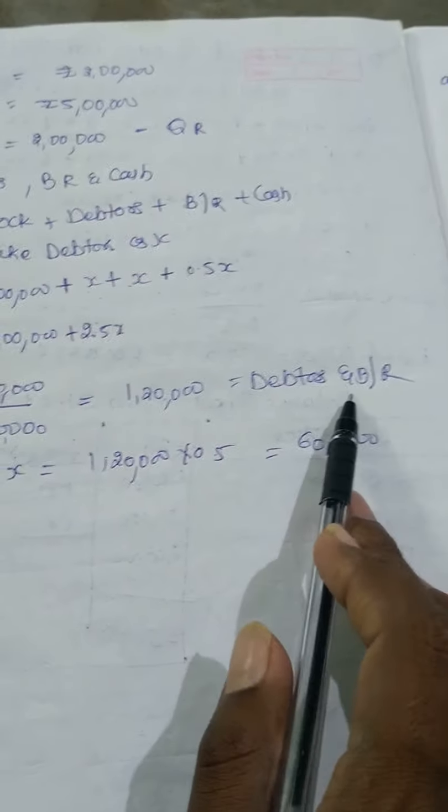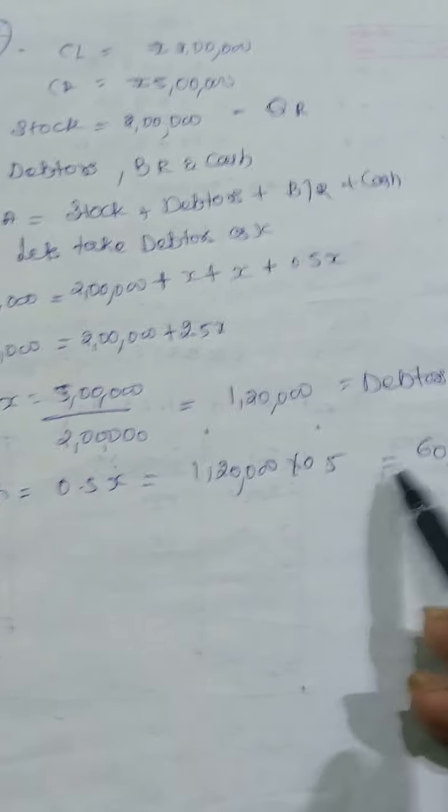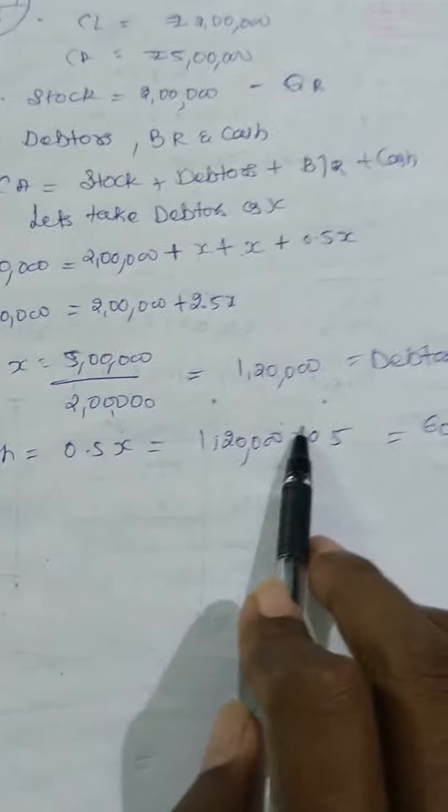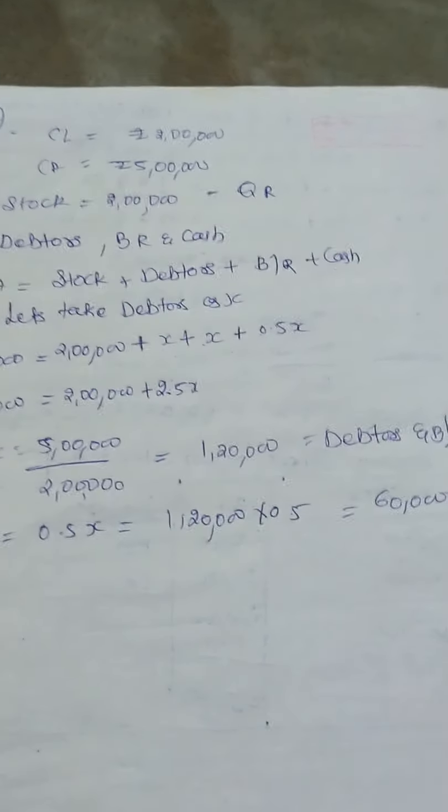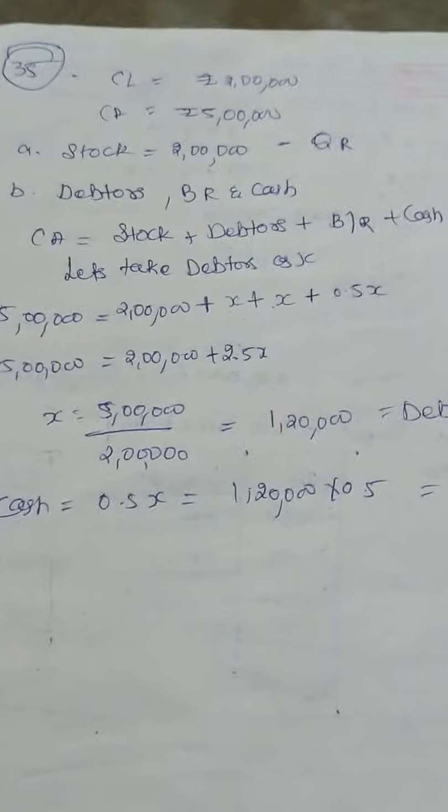Next, that is bills receivable. Again, next you need to find out cash. They're telling that it is 50% of bills receivable, so 1 lakh 20 into 50%, you will get 60. The remaining is similar to your 34th question.